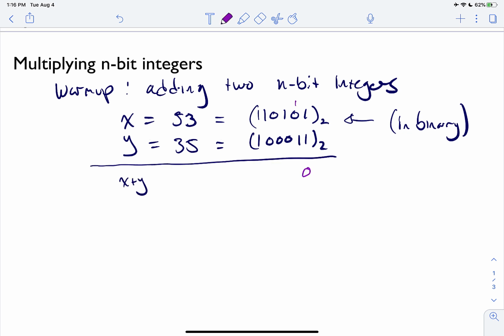Let's think about how you add two numbers together like you did in grade school. You first go to the first column, you add those together. If that exceeds the base, which is in this case 2, you carry the 1, and then you add that to the next column. You add those three numbers together. Again, you have to carry the 1, and you go to the third column, and so on and so forth.